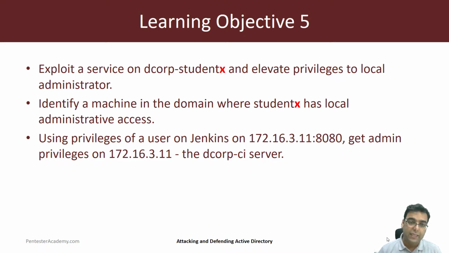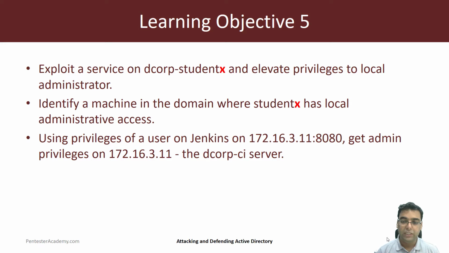The second objective is to identify a machine in the domain where your own user has local administrative access. So if you are student 7, then your user would be student 7 as well. So you need to find out for your own user. The third objective is to use privileges of a user on Jenkins, the one we saw just now, right?